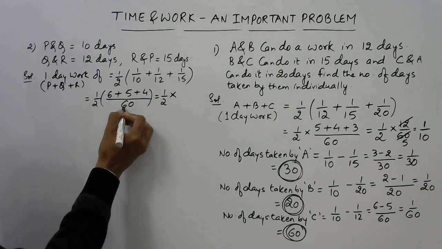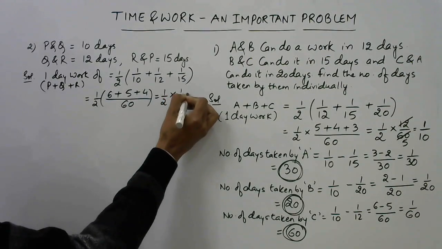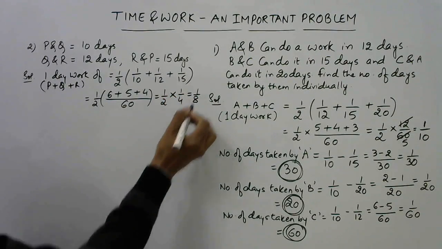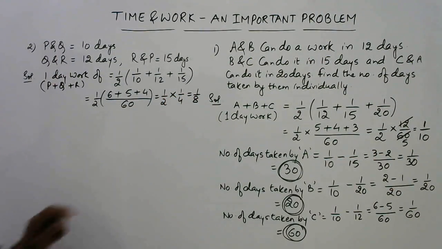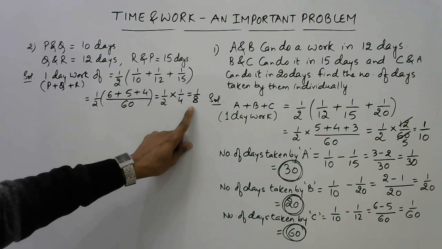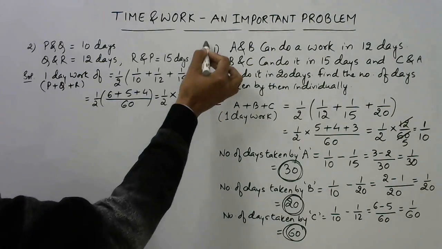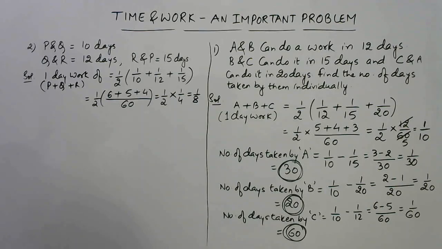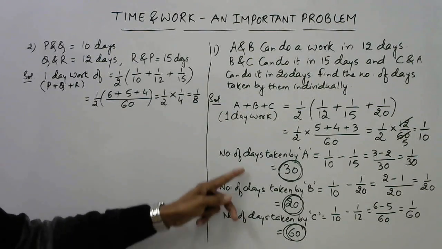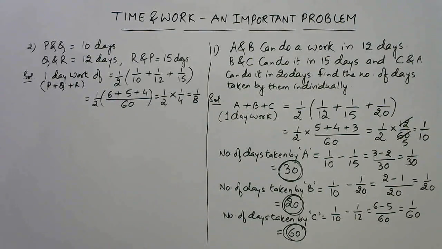15 by 60 is 1 by 4. So this gives you 1 by 8. Just like we had 1 by 10 here, now we have 1 by 8. So this is the first step. Now let's find out the number of days taken by them individually.